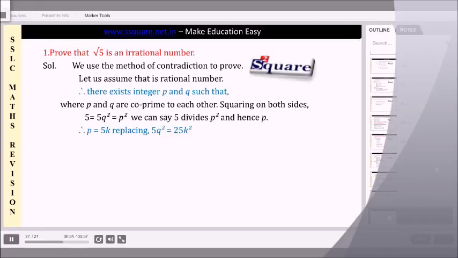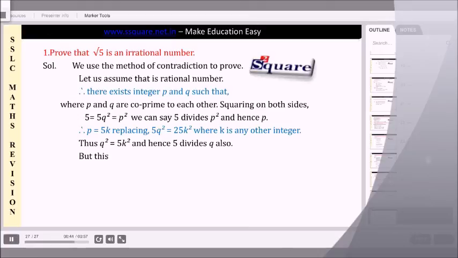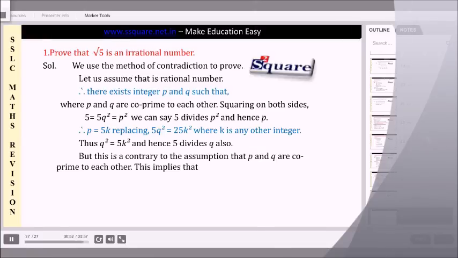Replacing, 5q square is equal to 25k square, where k is another integer. So q square is equal to 5k square. Hence 5 divides q also. But this is a contradiction to the assumption that p and q are co-primes to each other. This implies the assumption is wrong. So therefore, root 5 is an irrational number.